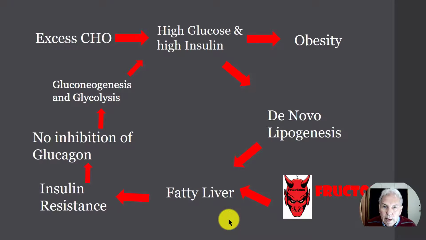That's what we think happened in China. The Chinese used to eat a lot of rice, a lot of glucose for many years, but their diabetes incidence was low. And then from 1980, they started with processed foods, lots of sucrose, which is 1 glucose and 1 fructose, lots of high fructose corn syrup, and their diabetic epidemic took off.